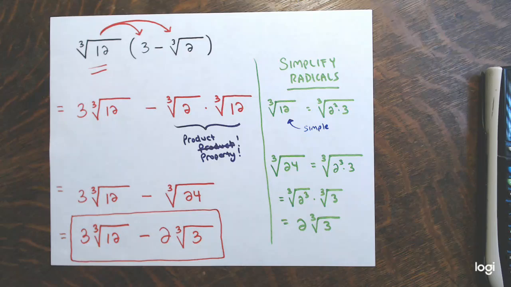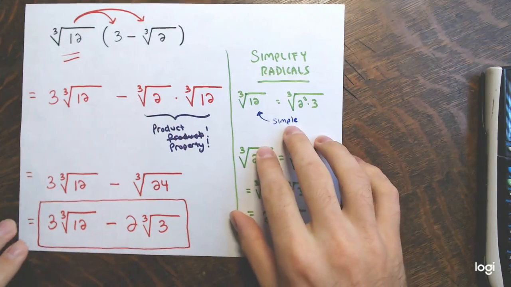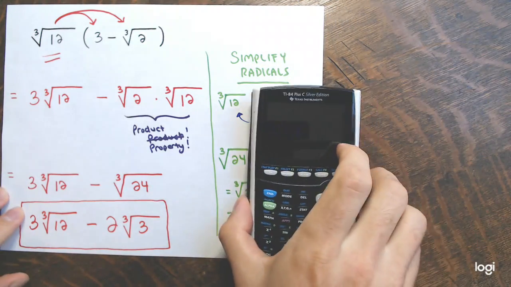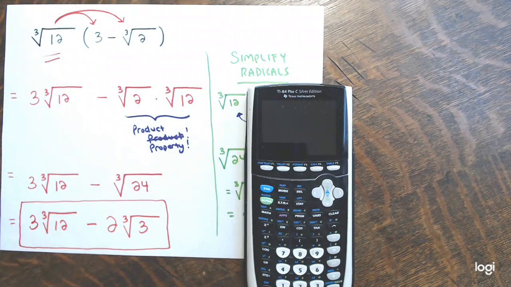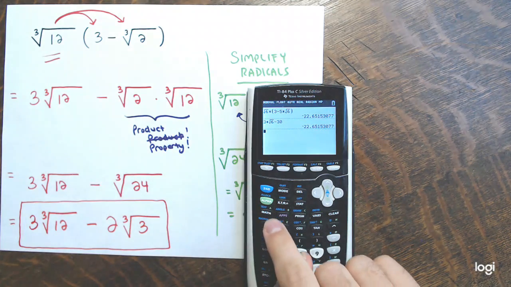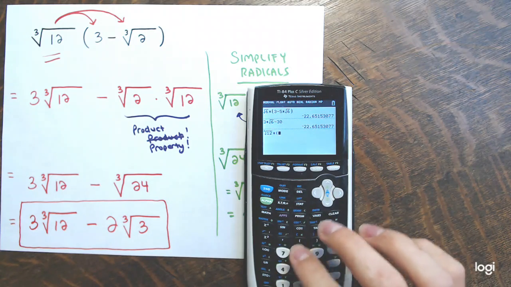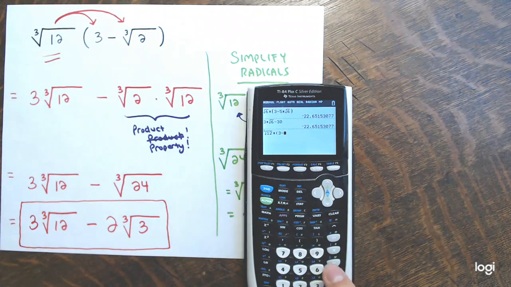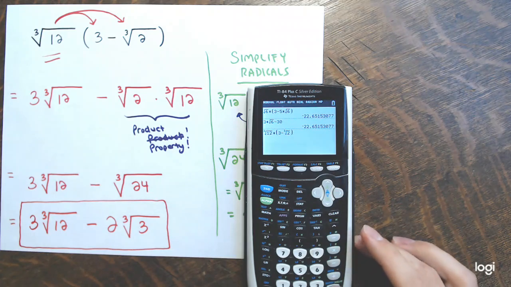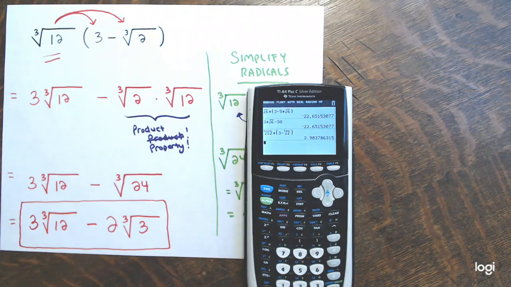Now again, you know me, I like to double check. I'm going to use my calculator here, and let's see that the expression I started with is indeed equal to the expression I ended with. So the expression I started with, I have the cube root of 12 times, in parentheses, 3 minus the cube root of 2. And this gives me the number 3.98378615 and so on. 3.98 something.